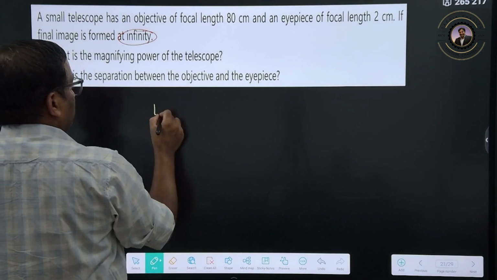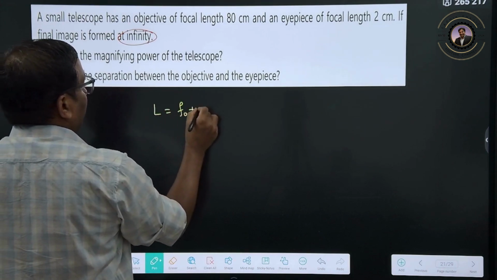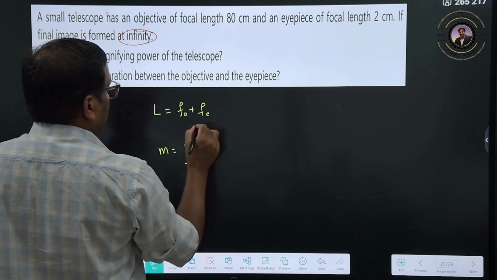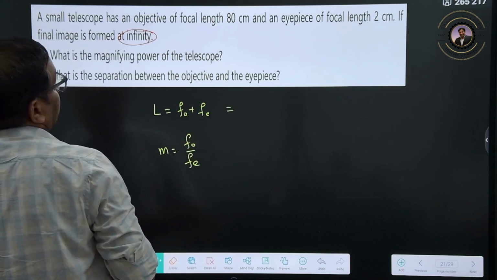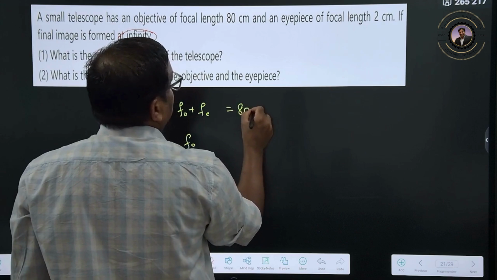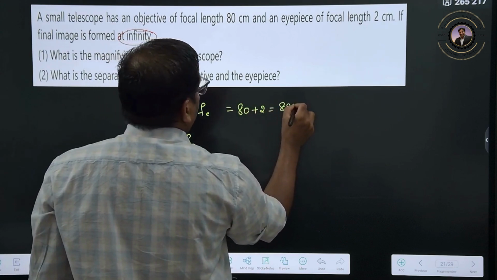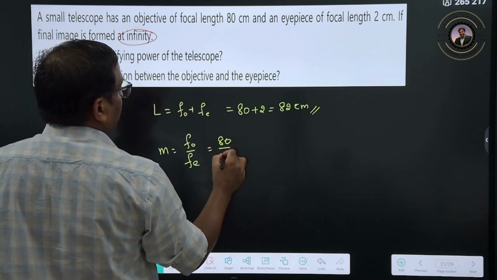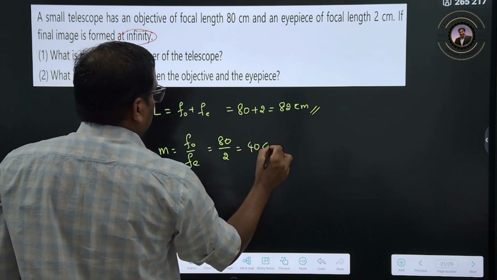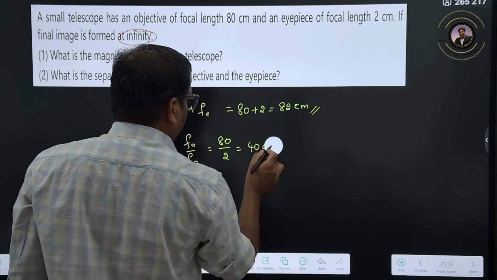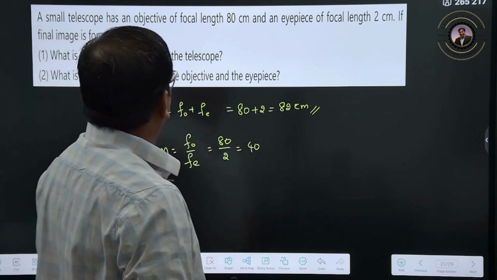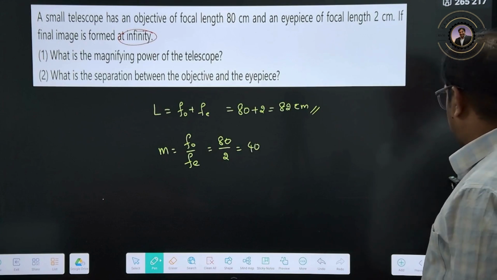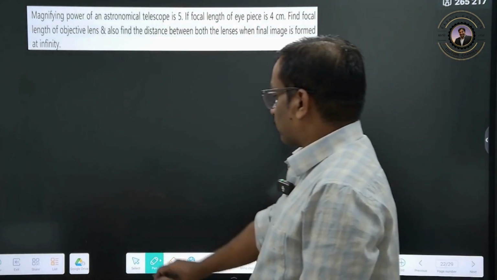When the image is at infinity, the L value will be equal to f_O plus f_E, and magnification is f_O by f_E. So the separation is 80 plus 2, therefore 82 centimeter. The magnification is 80 by 2, therefore 40 will be your magnifying power. In this way you can solve the problem very easily. Now we will go for one more question.